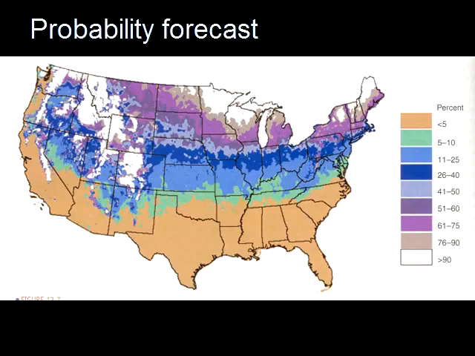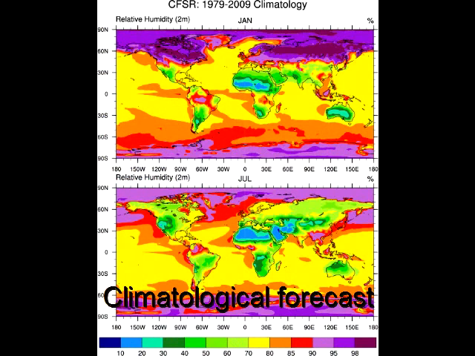The probability forecast is used to determine the likelihood of certain events, such as White Christmas, based on at least 30 years of data. The climatological forecast refers to forecasts that are based on average weather, or the climatology. Long-term averages are taken as a good guess for the weather on a certain day.